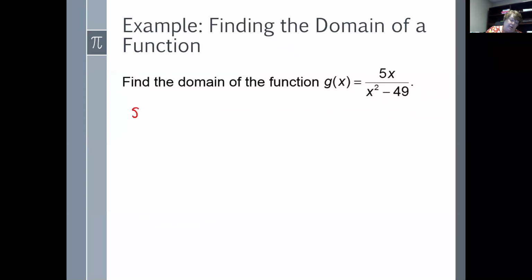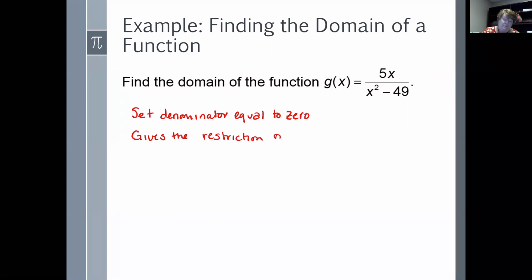So you set the denominator equal to 0. This is going to give me the restrictions on my domain. All right, so I'm going to set x squared minus 49 equal to 0. That's a quadratic equation. So we studied those earlier in chapter 1.